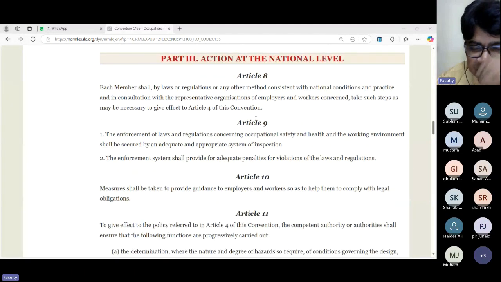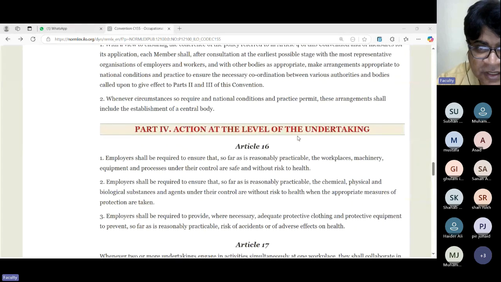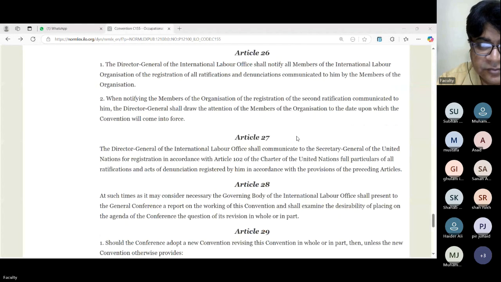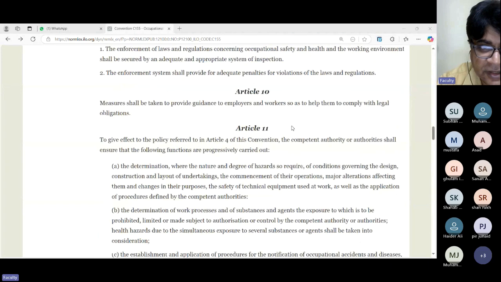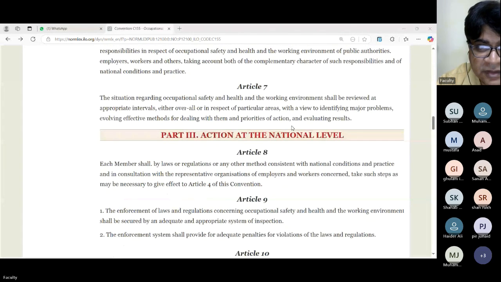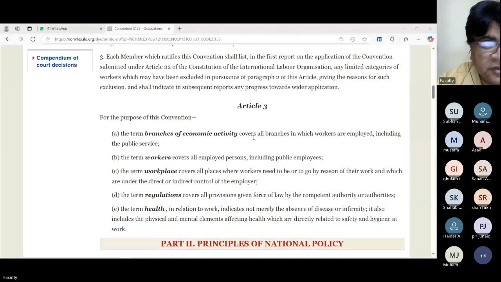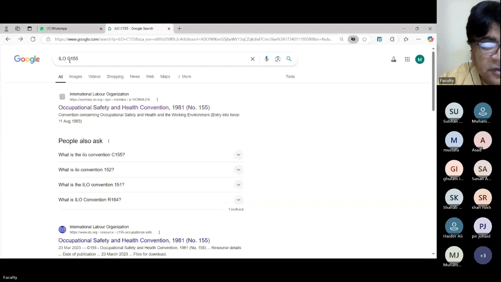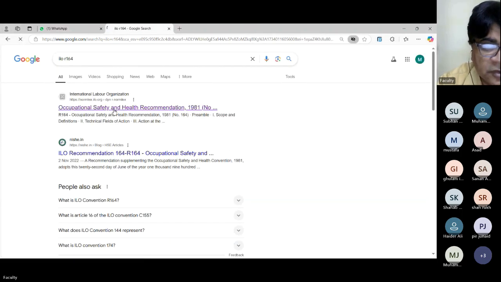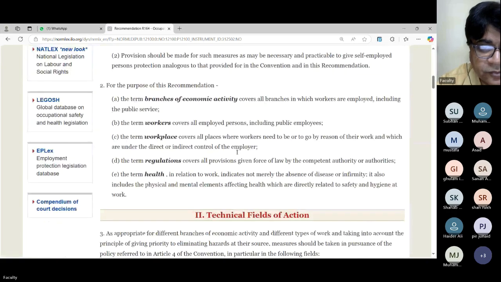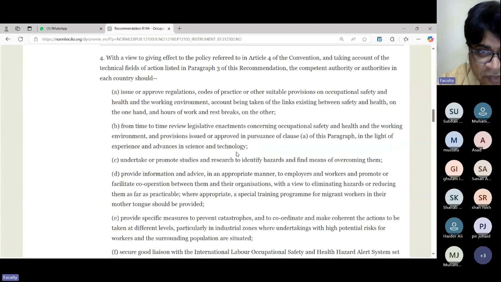Everybody's roles and responsibilities have been clearly written. Everything is clearly written. Suppose you take Article 5. This is R164.